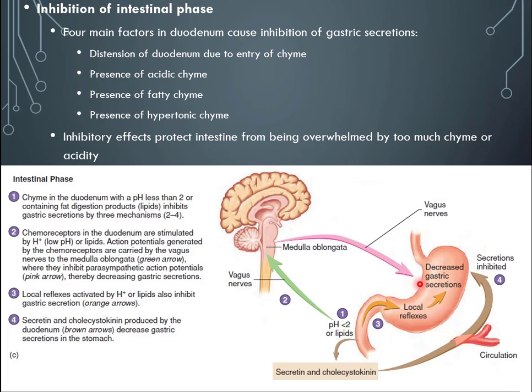There are also local reflexes that are affected by the presence of hydrogen ion or lipids, which also inhibit gastric secretion. And pretty much, this is actually the loop right there, the orange loop. Okay, and then you have secretin and cholecystokinin. These are hormones that are produced by the duodenum, okay, and they decrease gastric secretions in the stomach. So that's your brown loop right there, secretin and cholecystokinin.